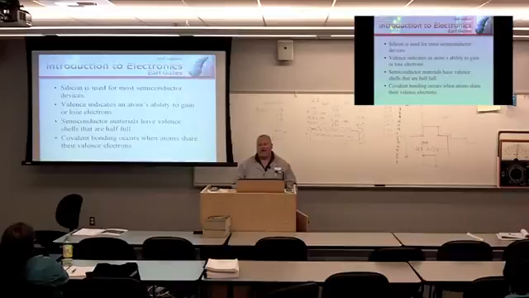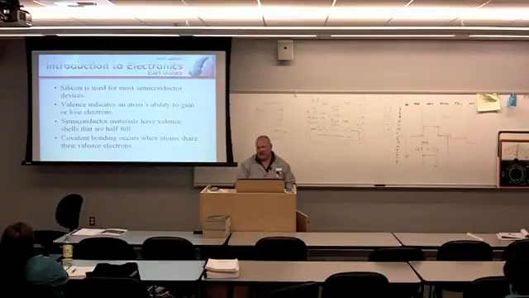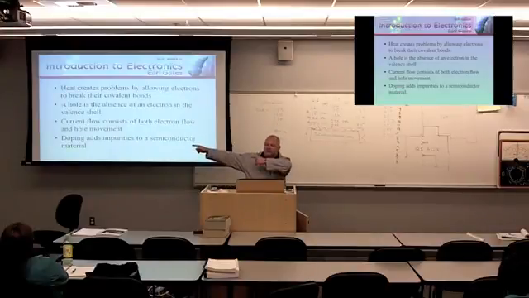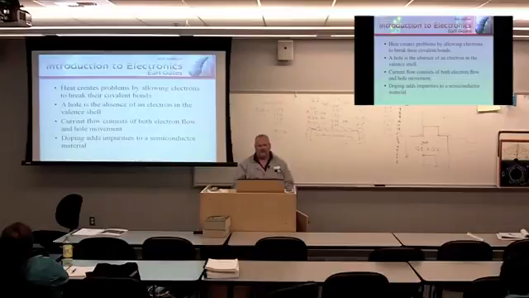Covalent bonding occurs when atoms share their valence electrons. And that's how we grow crystals. Heat creates problems by allowing electrons to break their covalent bonds. A hole is the absence of an electron in the valence shell. Current flow consists of both electron flow, right, and hole flow. Doping adds impurities to a semiconductor material.